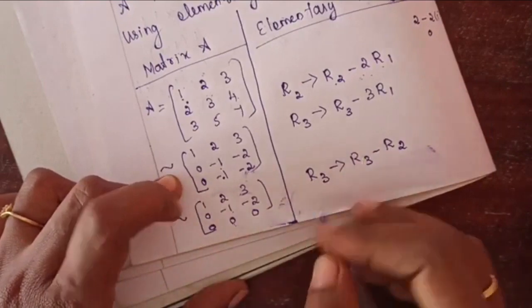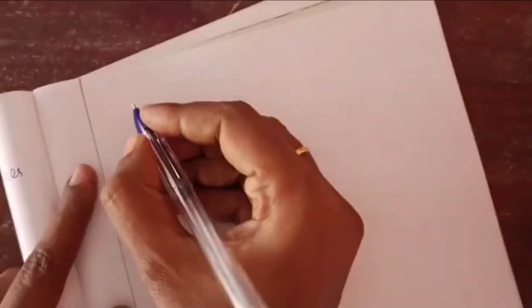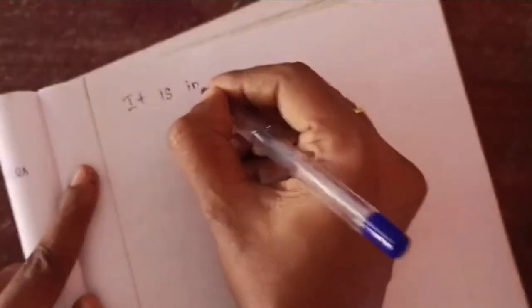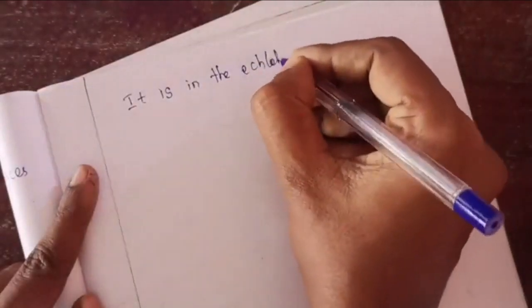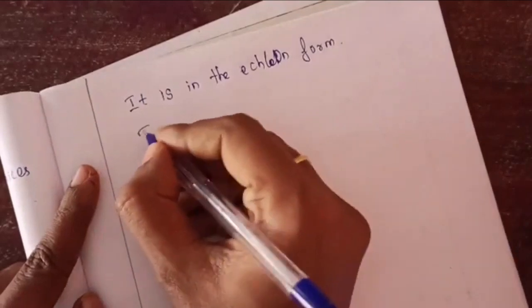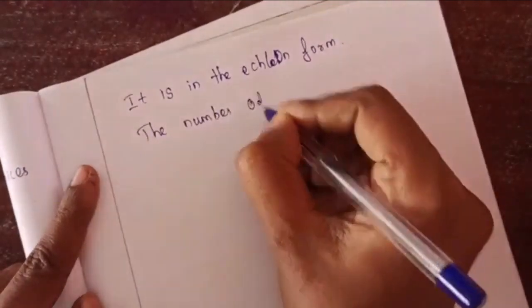Now this is in the form of echelon form. Understand? Now this matrix is in echelon form. It is in echelon form now. Now the number of non-zero rows.